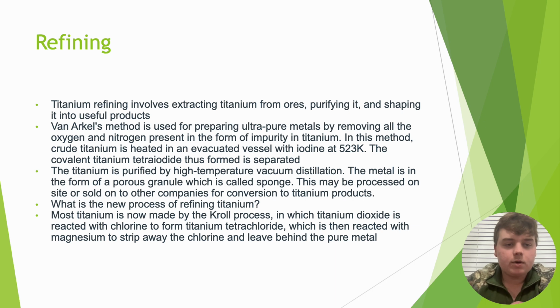The metal is in the form of a porous granule, which is called a sponge. This may be processed on-site or sold onto other companies for conversion to titanium products. What is the new process of refining titanium? These days, titanium is made by the Kroll process, in which titanium dioxide is reacted with chlorine to form titanium tetrachloride, which is then reacted with magnesium to strip away the chlorine and leave behind the pure metal.